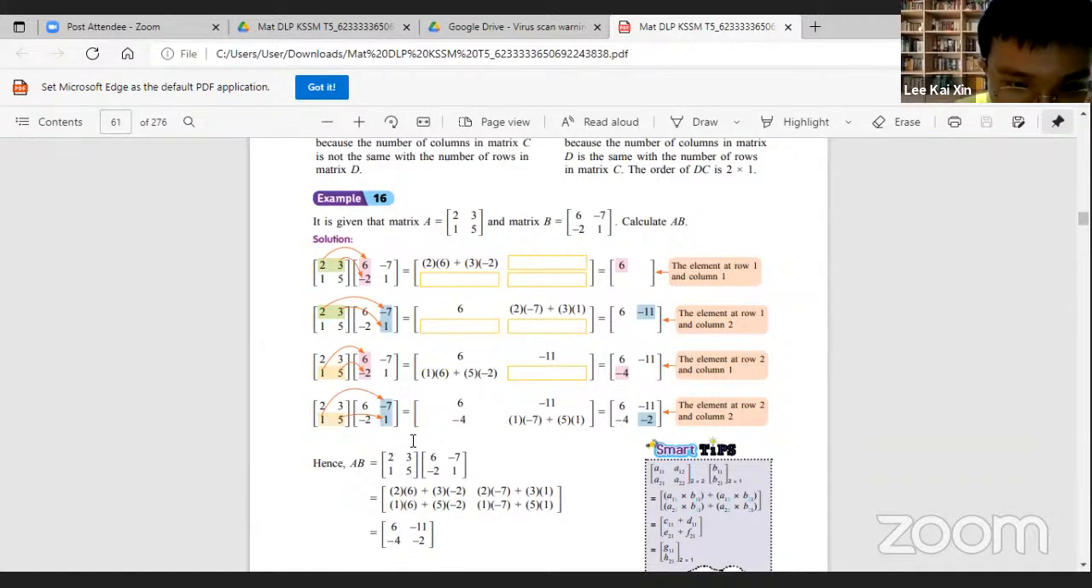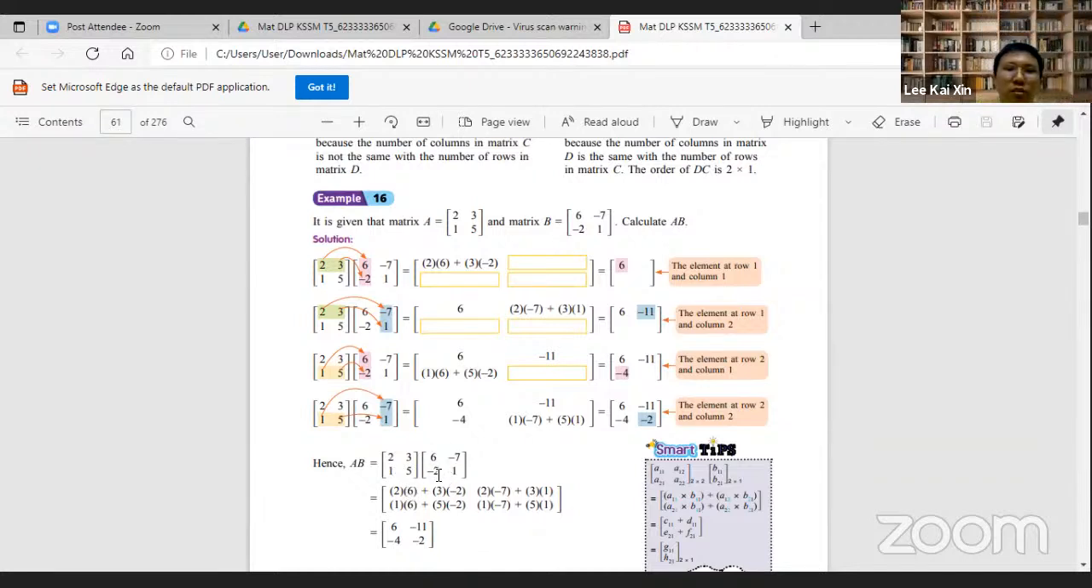So we get 2 times 6 plus 3 times 2 for the first row, first column. The second column is 2 times negative 7, 3 times 1, 6 times 1, 5 times -2. Okay, and then this one we get 1 and 7, -7, 5 and 1.